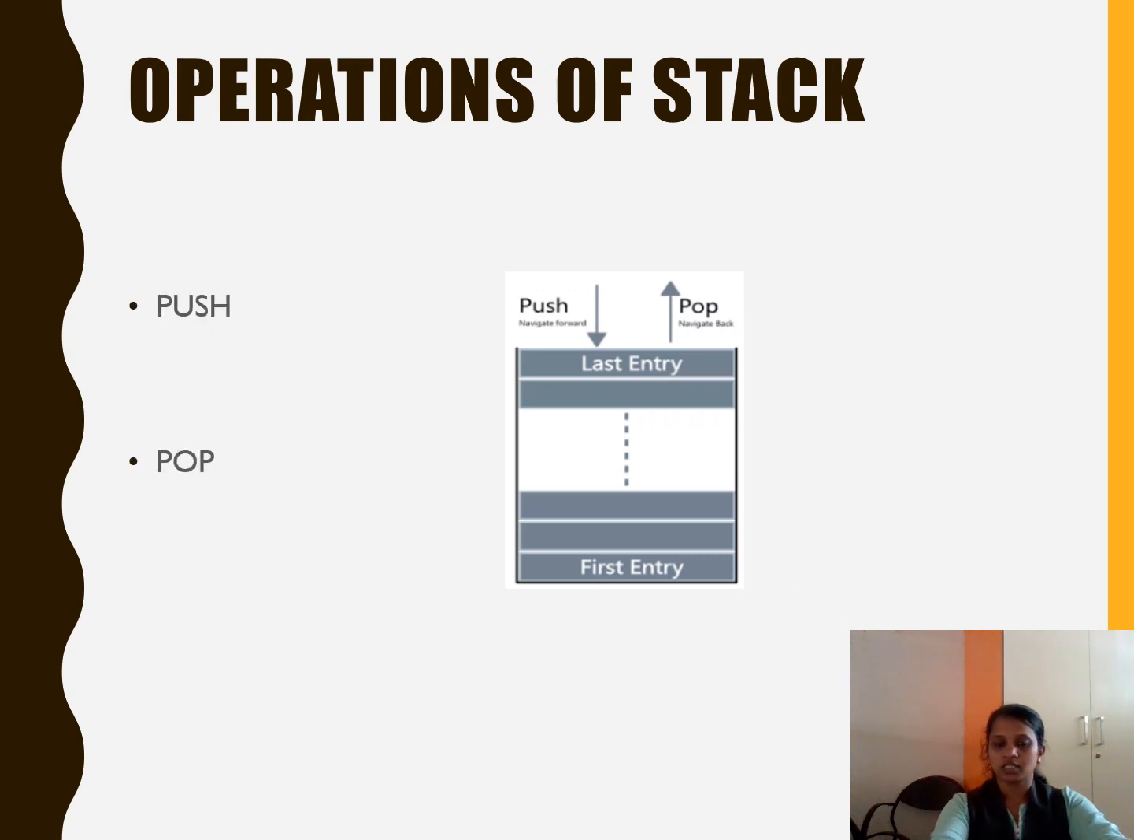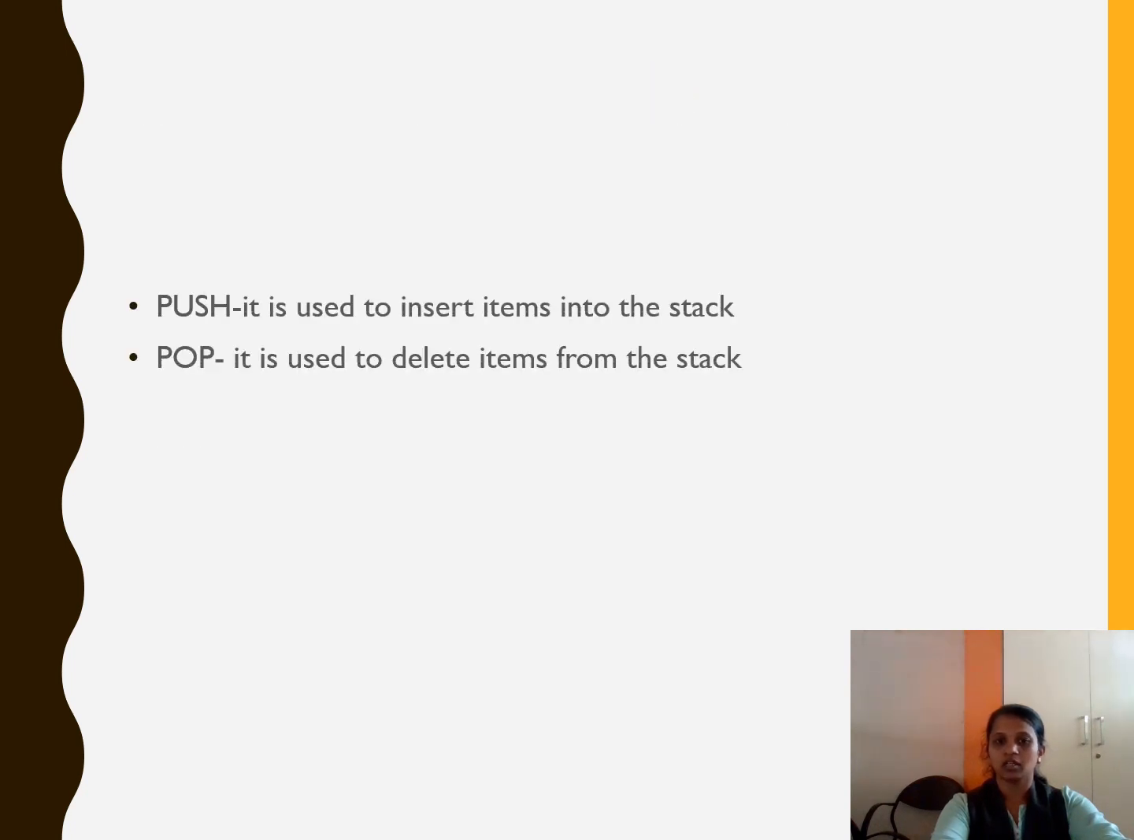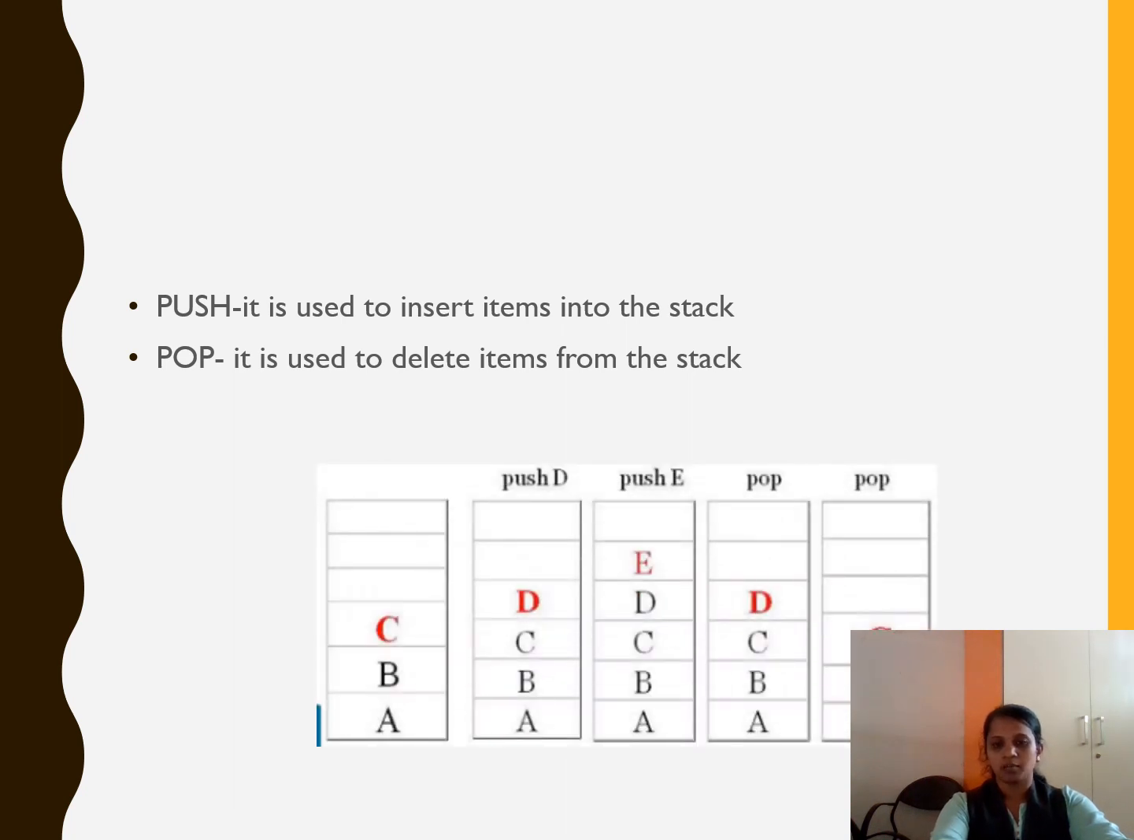There are two operations we can perform on a stack, that is push and pop. Push is used to insert an element into the stack and pop is used to delete an element from the stack. Here the example shows that the stack already contains three elements. When we insert an element, the next element will be placed above the C. And when we try to delete an element, whichever was inserted last will be deleted first.